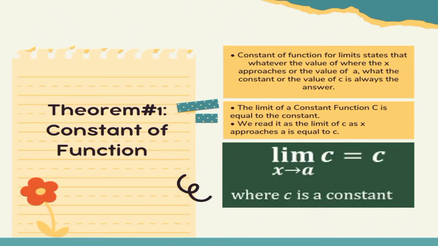For our theorem number 1, the constant of function. Constant of function for limits states that whatever the value of where the x approaches, or the value of a, the constant or the value of c is always the answer. The limit of a constant function c is equal to the constant. We read it as the limit of c as x approaches a is equal to c, where c is a constant. So to illustrate, let's have our example.